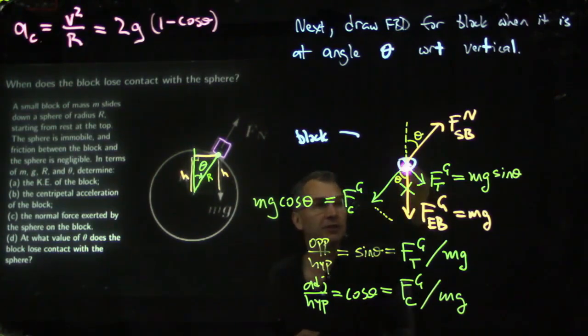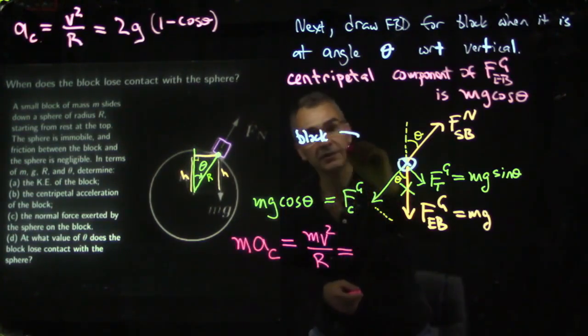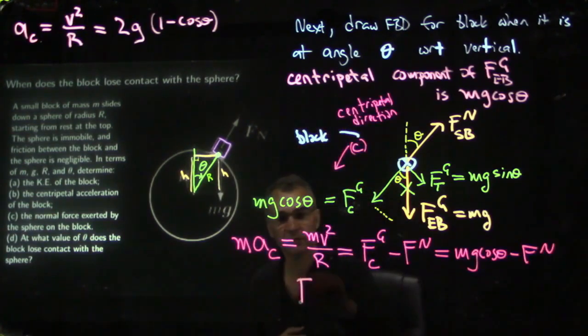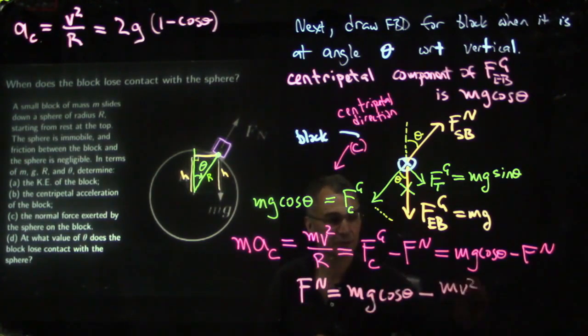And we really don't care about this tangential component, although it is what causes the block to speed up as it goes. What we care about is this centripetal component, since it will help us to figure out how big the normal force needs to be to continue to execute circular motion. Now we can write Newton's second law for the radial coordinate. The centripetal direction is this way. That gives us the normal force is mg cosine theta minus mv squared over r.